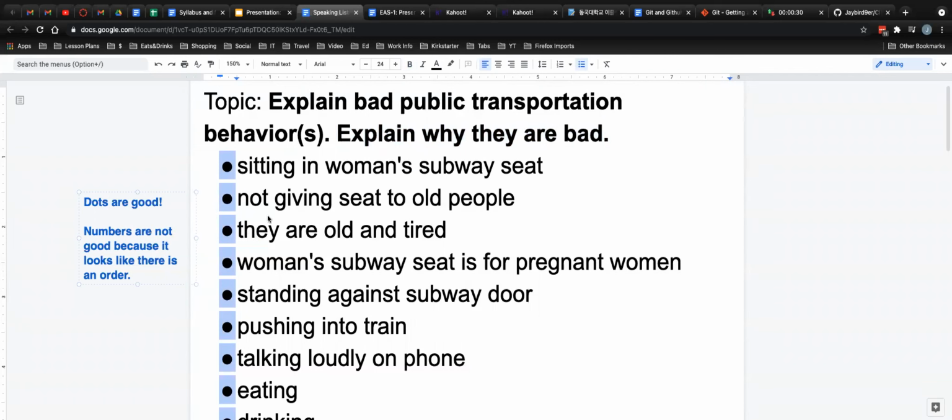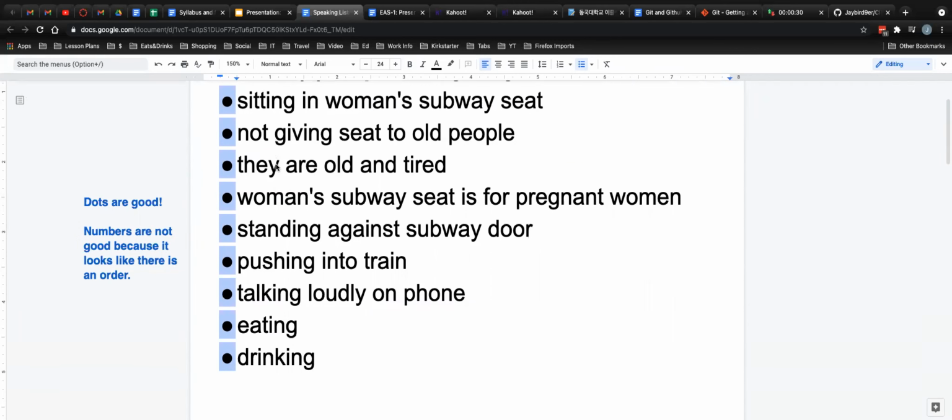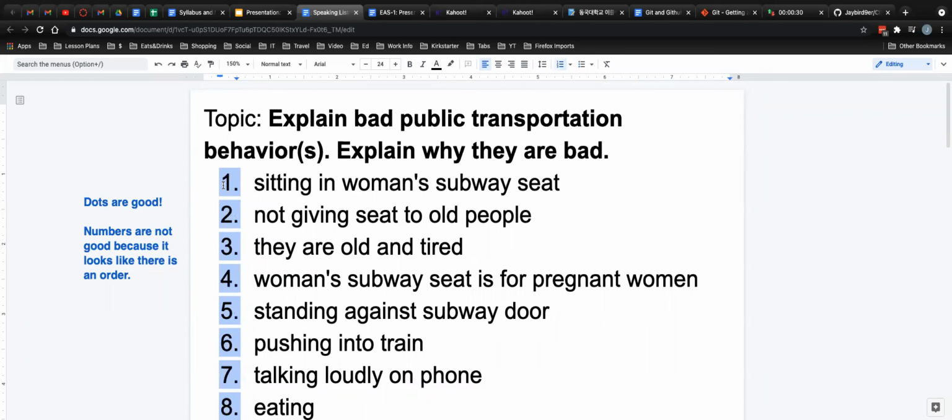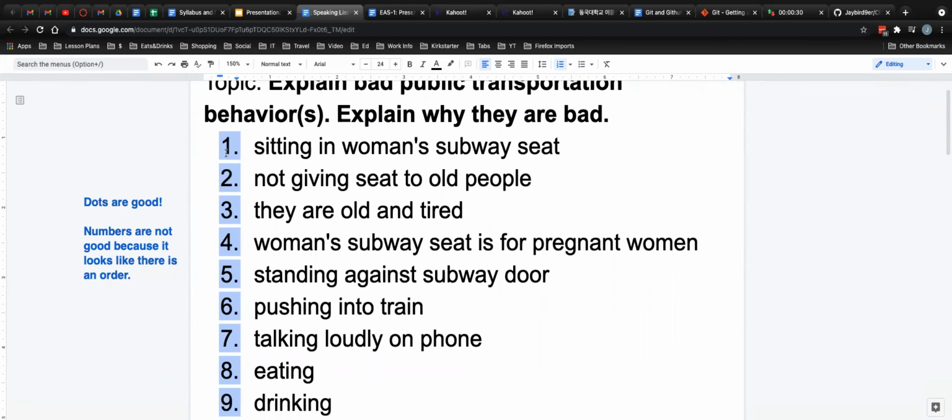Okay. So this list right now has no order. If I change this to this, now it looks like there's an order, and this is not good. So I would not do this. This looks bad. Okay, don't use numbers. I know it's not a big deal, but I really think dots are good when you make a list. Because then you don't feel like number 1 is the best and number 9 is not the best, right? So you don't think this one is the best and this one is not that good, right? So it's really helpful to just use dots.